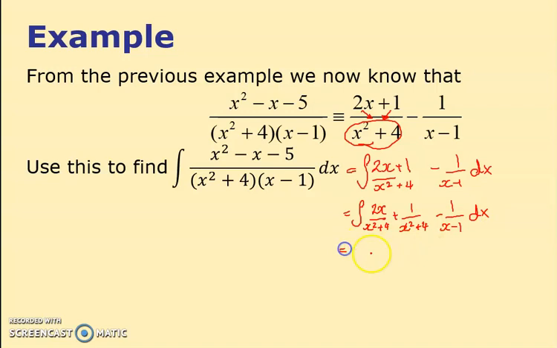Now this first one is just the perfect thing that I was talking about just now. If you differentiate the bottom, you get the top. So it's the log of x squared plus 4.